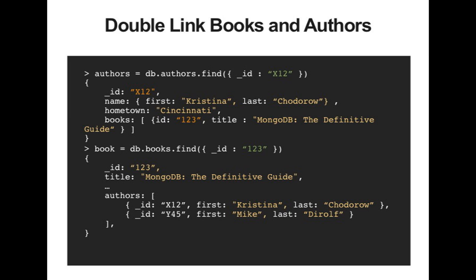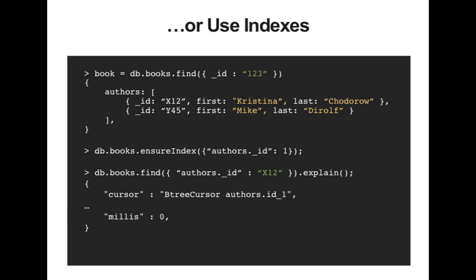But if we so desired, as I mentioned before, we could have that books array in the authors collection simply be a list of IDs into the books collection. See, I'm doing it all the time now. And use the two-query approach. It really is a choice that's up to you. Or you could use indexes.